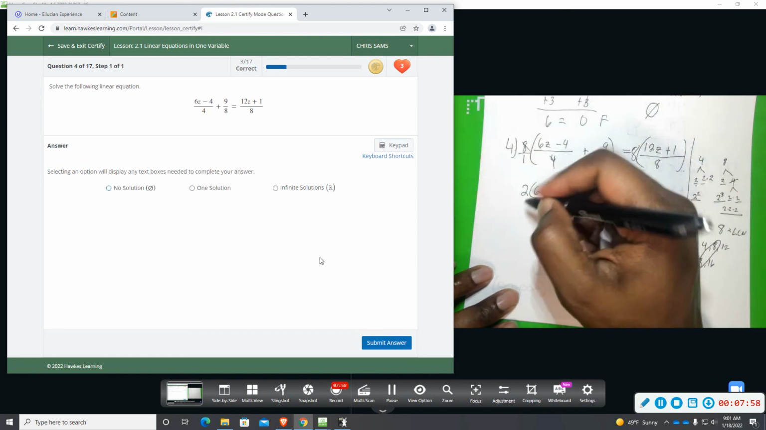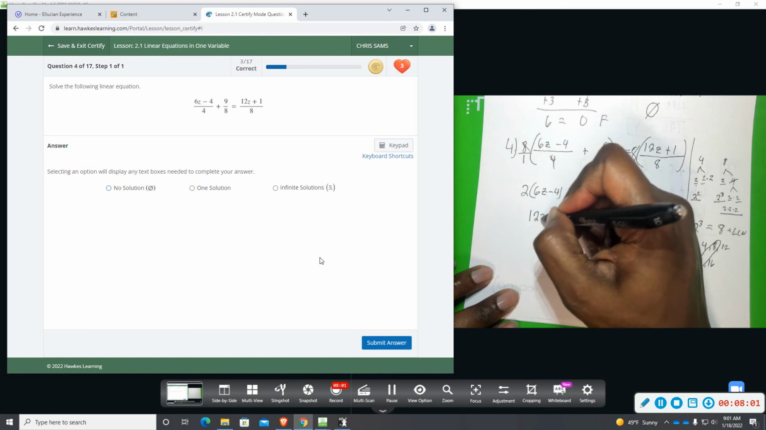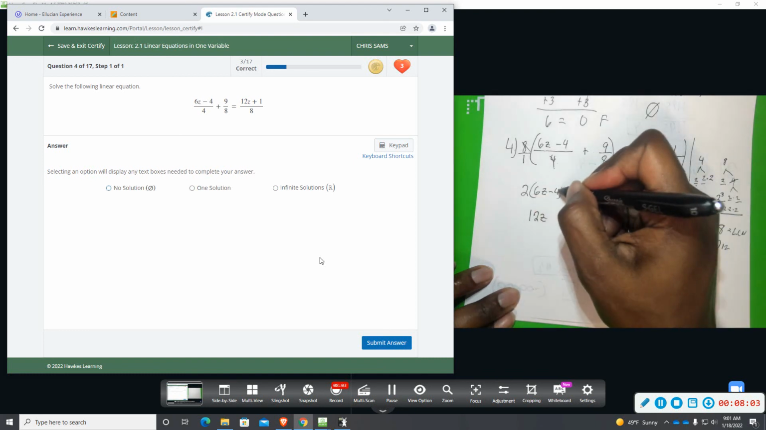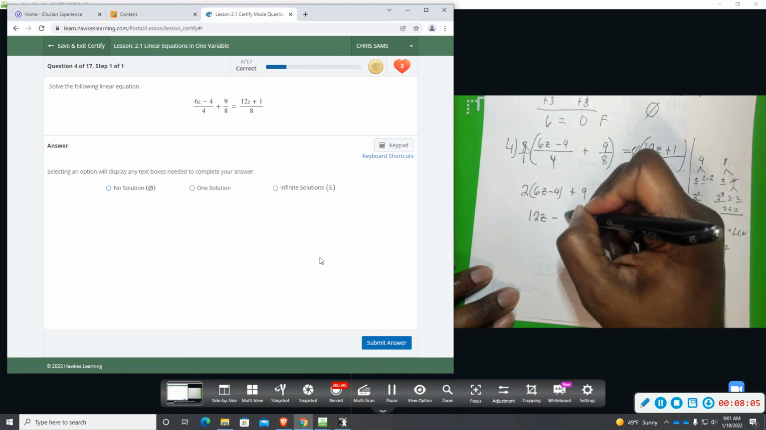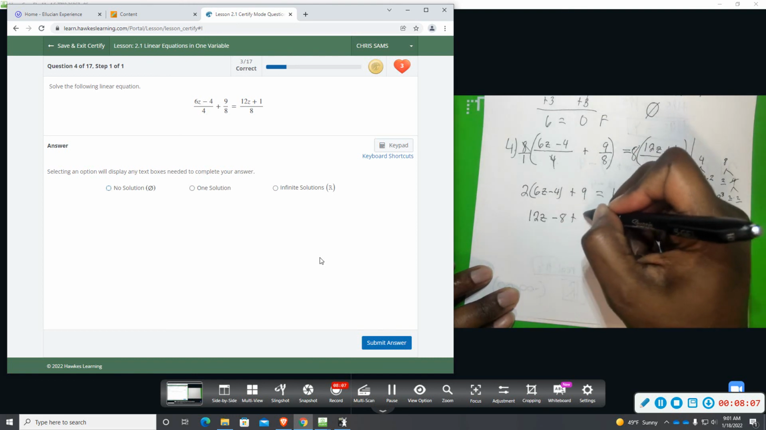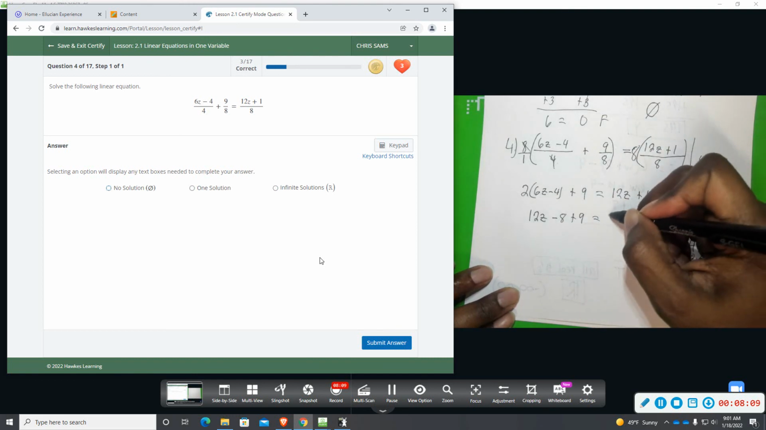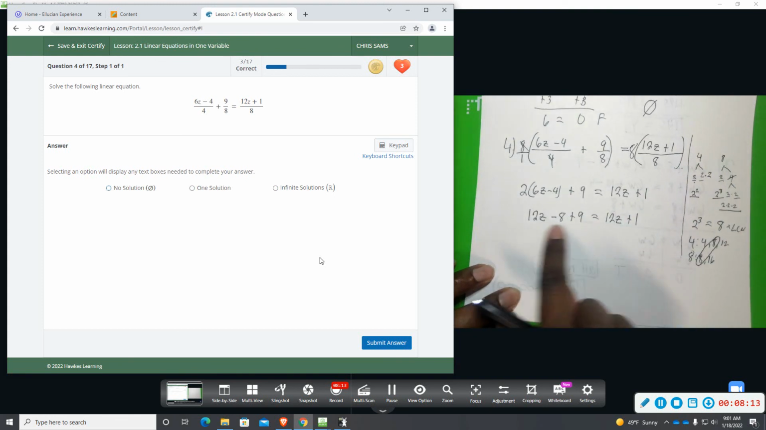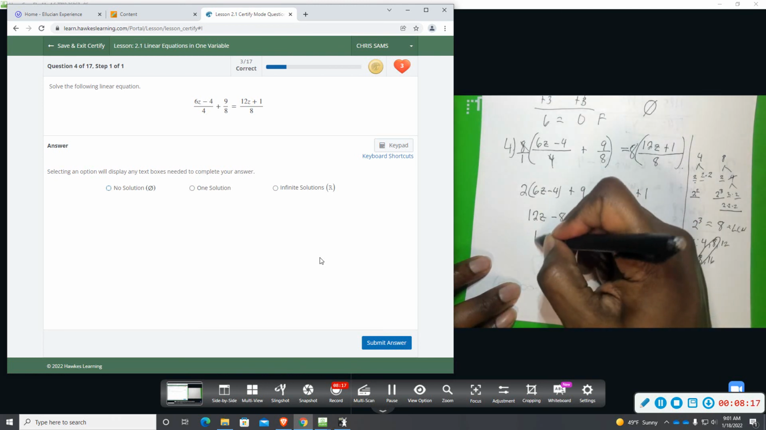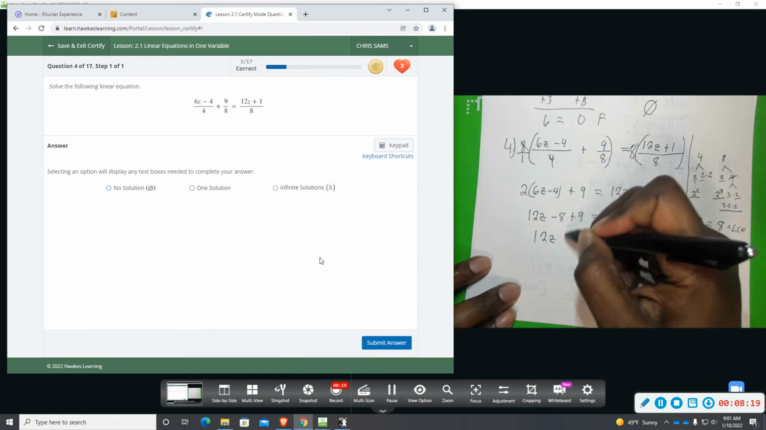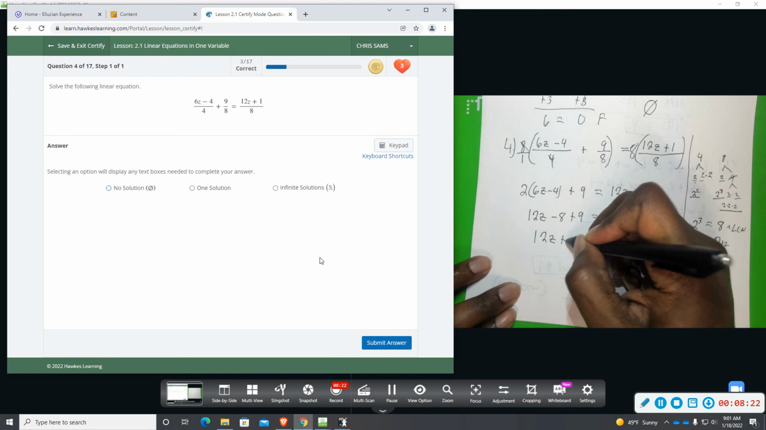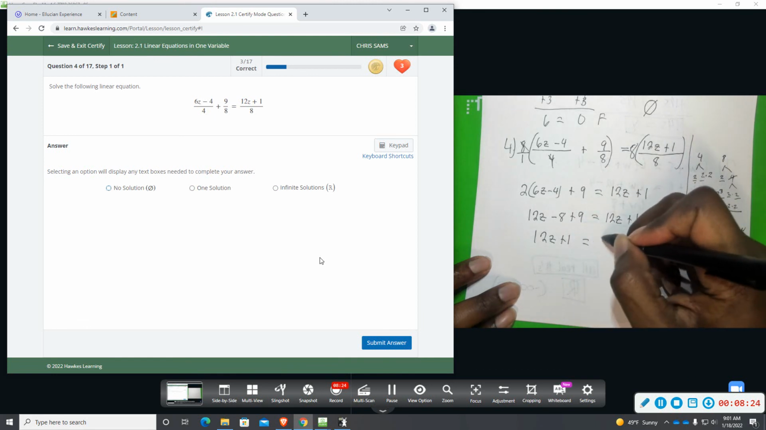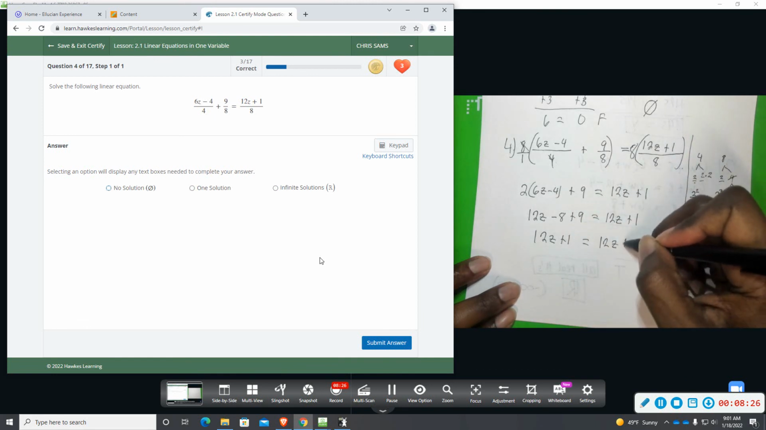So 2 times 6z is 12z. 2 times the 4 is 8, but it's going to be a negative. So minus 8 plus 9 equals 12z plus 1. Over here, we're going to distribute, or sorry, not distribute, but combine like terms. It's going to give us 12z plus 1. And then over here, we have 12z plus 1.